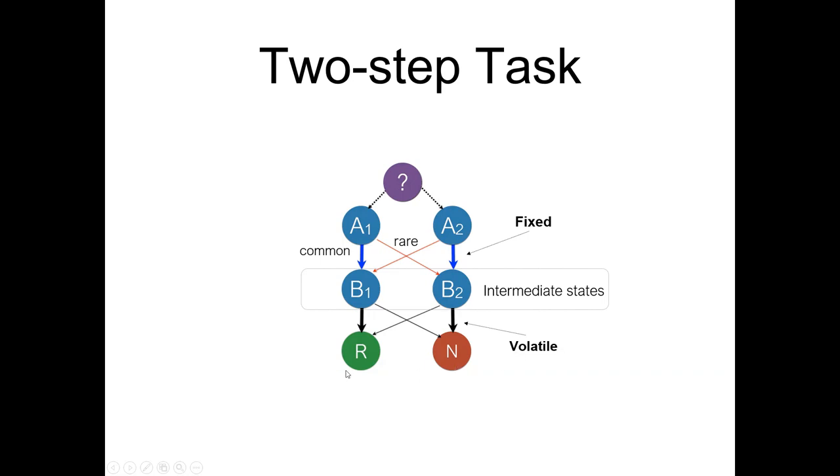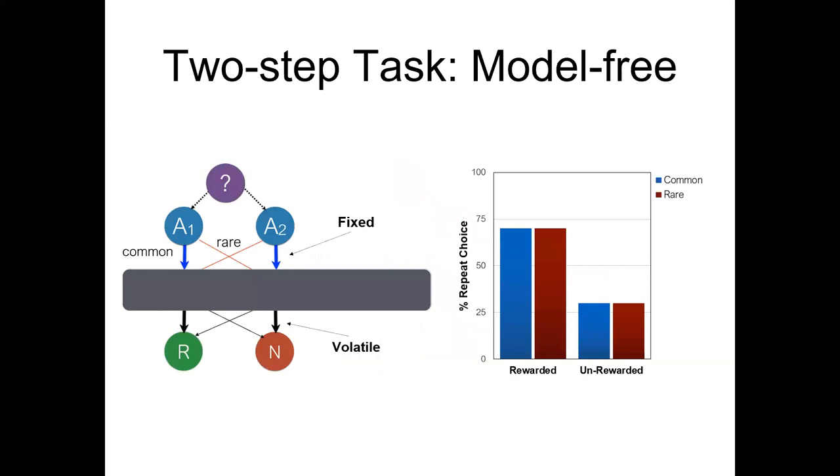Okay. And the subjects have to figure out which choice would more likely lead to reward just based on this feedback. So the question is, how should I learn based on feedback? One possibility is that I don't consider the intermediate pictures at all. I would only consider my choice and the reward outcome.